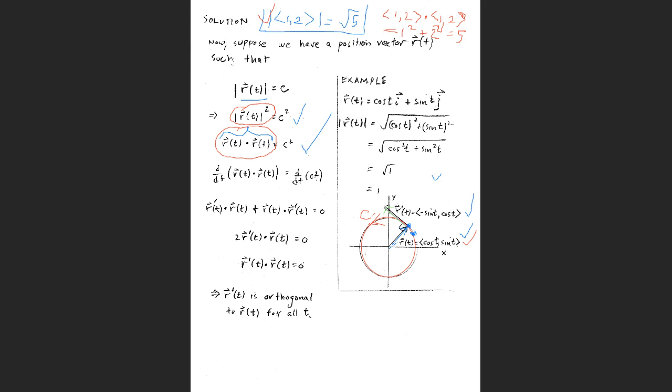So if you take the magnitude, square root of 5, or the length of that vector, and square it, you get 5. All right, that's right, Christopher, that's right.